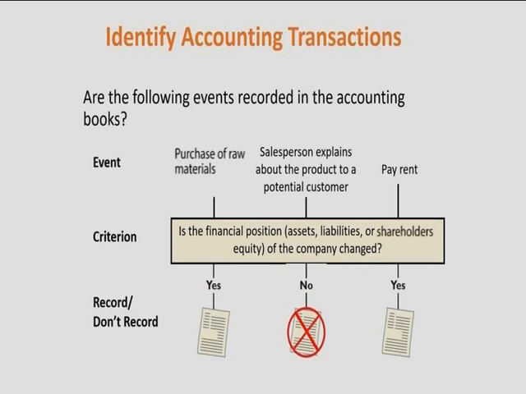Once more, see the events. First is purchase of raw material. This has an effect on the accounting equation. Therefore, it has to be recorded. Second, salesperson explains about the product to a potential customer. This does not have any effect on the accounting equation, thus it is not recorded. And third one, pays rent. When a business pays rent, it again affects the accounting equation. Therefore, it is recorded in the books of accounts.